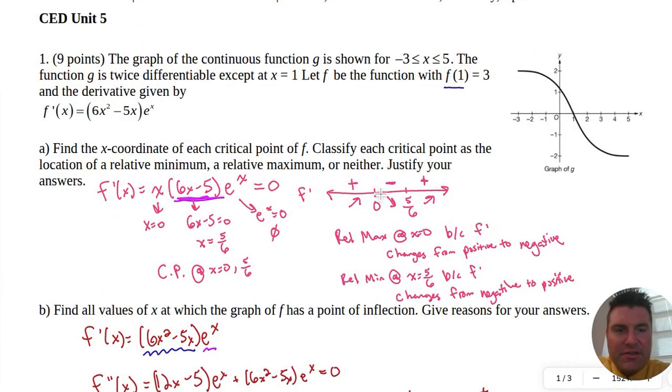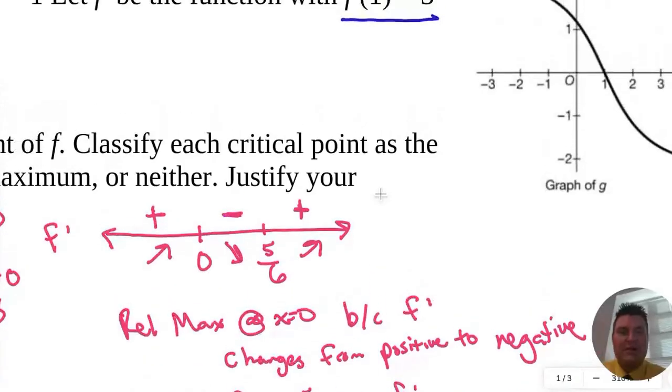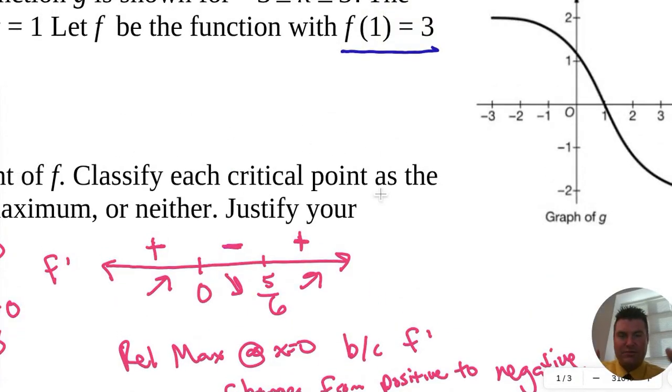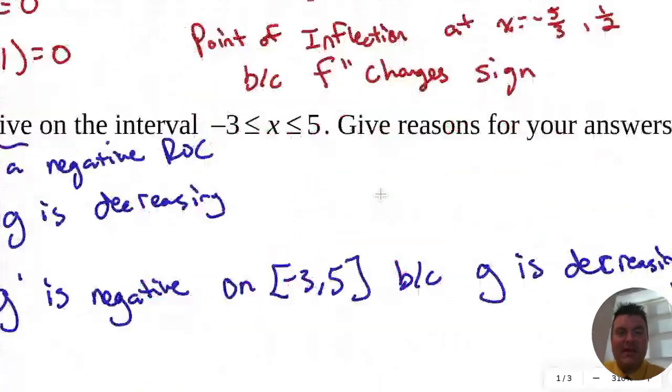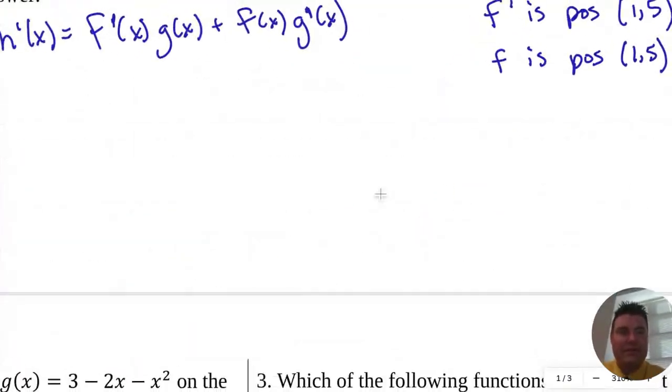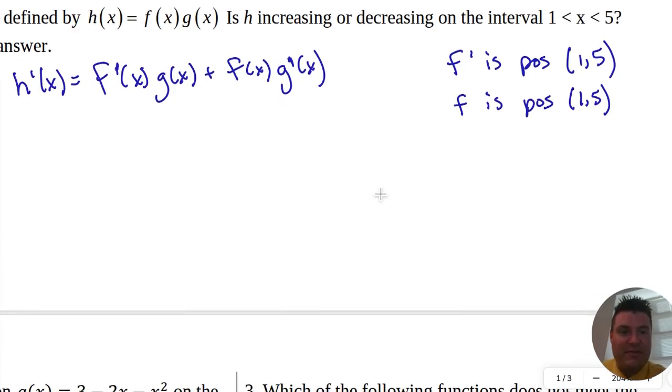If f of 1 is 3, which is positive, and we said that the derivative is positive, which means I'm increasing. So I'm starting at 3, at x equals 1, and then my f prime is positive, which means that I'm going to remain positive here. So that's why f is positive, because the value at 1 is positive, and f prime is positive the whole time, so that's going to be positive.